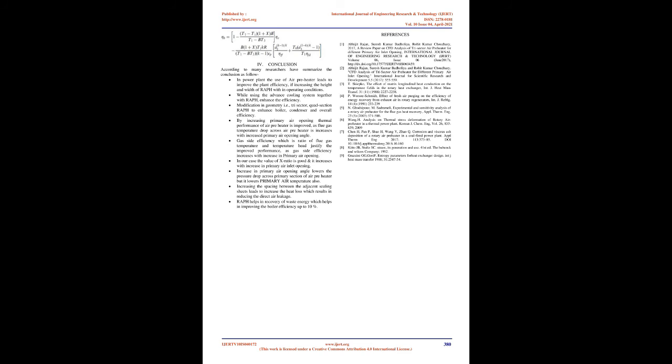Increase in primary air opening angle lowers the pressure drop across the primary section of the air preheater, but it lowers the primary air temperature also. Increasing the spacing between the adjacent sealing sheets leads to increased heat loss, which results in reducing the direct air leakage. RAPH helps in recovery of waste energy, which helps in improving the boiler efficiency by up to 10%.